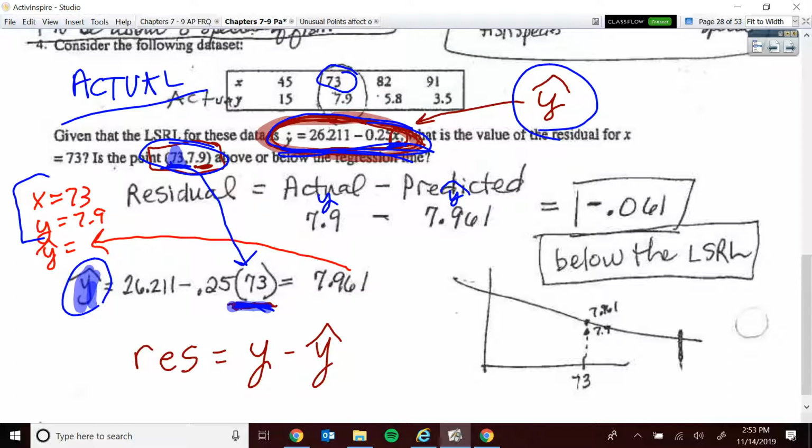And then from there, you're doing your actual y minus predicted y. Okay. And so that residual was negative 0.061. Okay. So I think that's the thing that gets kind of missed over. That doesn't click, and then we don't know where to go with that problem.